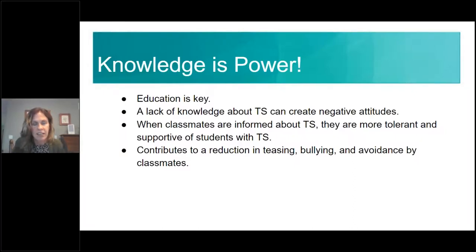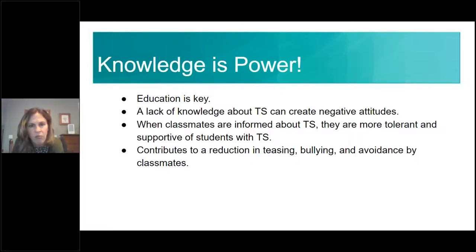And sometimes I think we would make a student uncomfortable if we talk about it, but it has the reverse effect. If nobody talks about it, then there are questions and sometimes feelings of shame, like we can't talk about this. Also, I have found when I started teaching, I did not disclose to my students that I had Tourette syndrome.